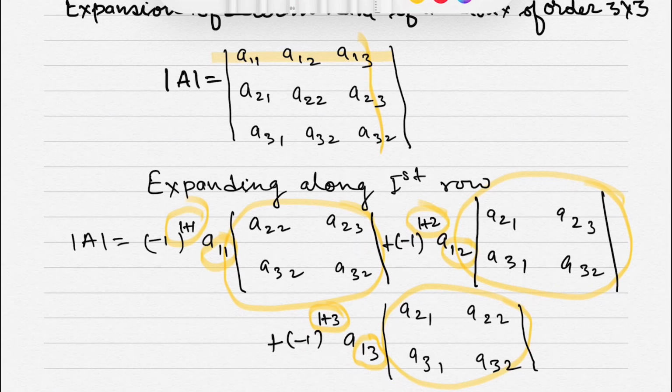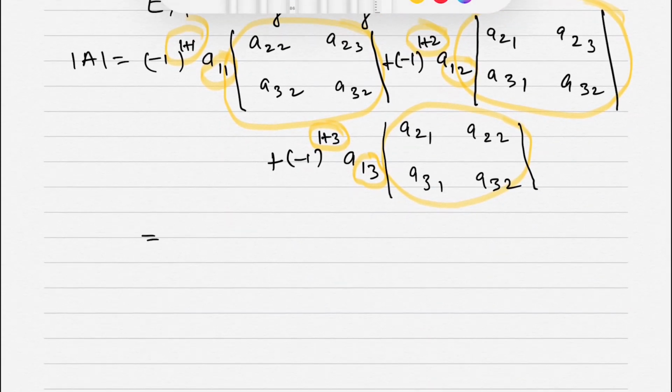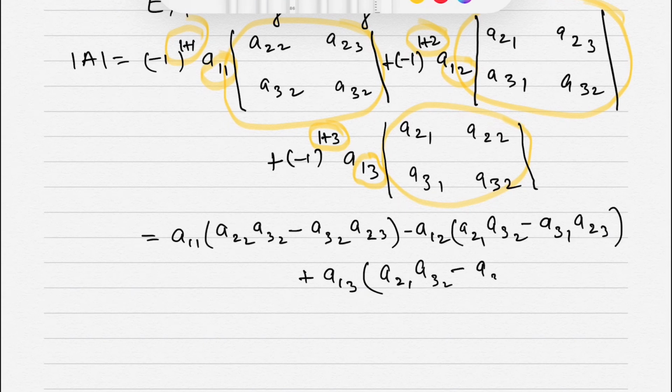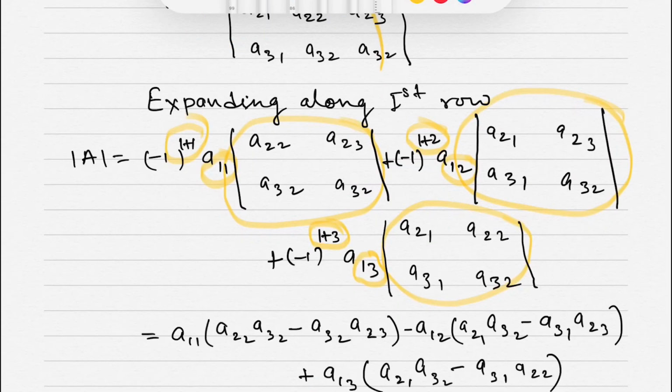Now it will become A11 into A22 into A33 minus A32 A23, minus A12 into A21 into A33 minus A31 into A23, plus A13 into A21 into A32 minus A31 into A22. Similarly, we can expand the determinant along the second row.